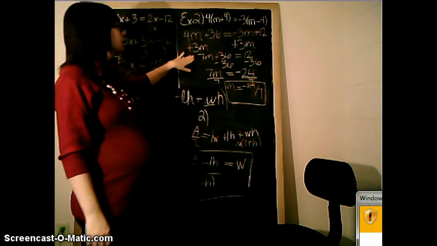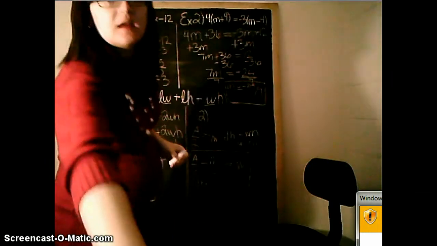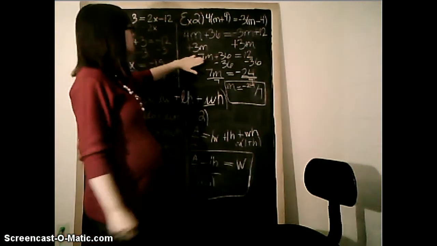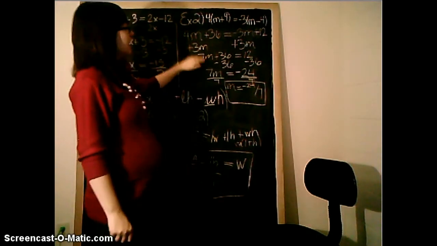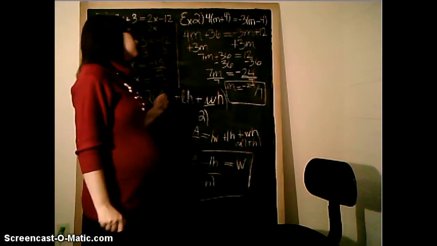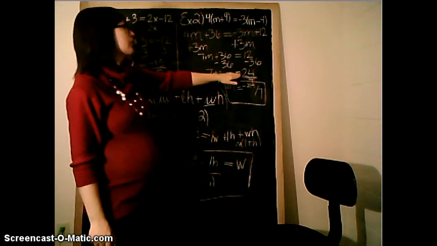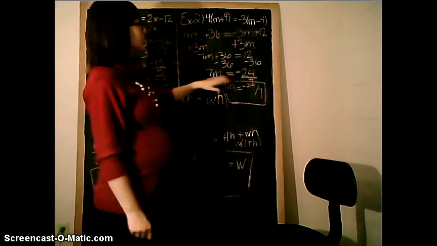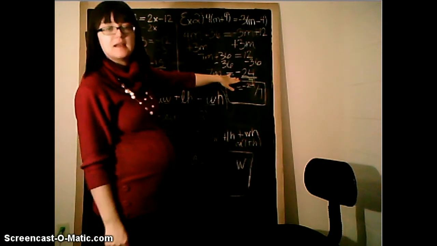From this step, though, it was very similar to the previous example that we were doing. You're going to take the 3m and add it over, and then you're going to take the 36 and subtract it over, so you have m's on one side, not m's on the other side. So when you do that, you have 7m equals negative 24. And to get just m, you're going to divide it by 7 on both sides.